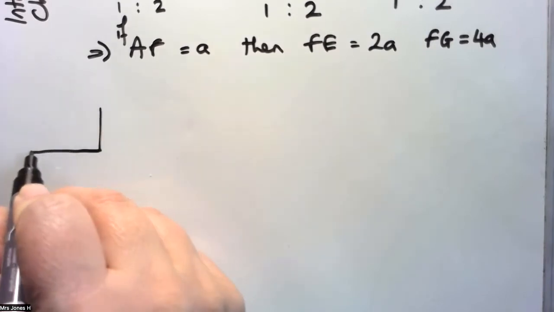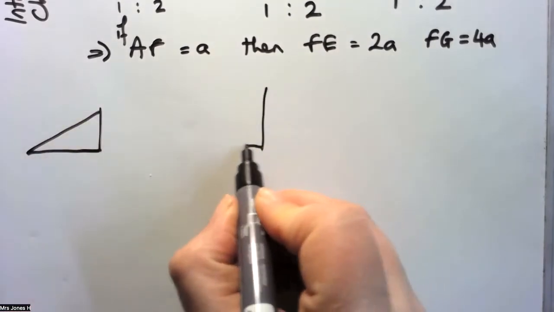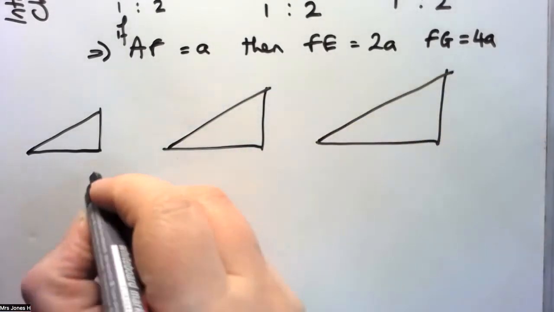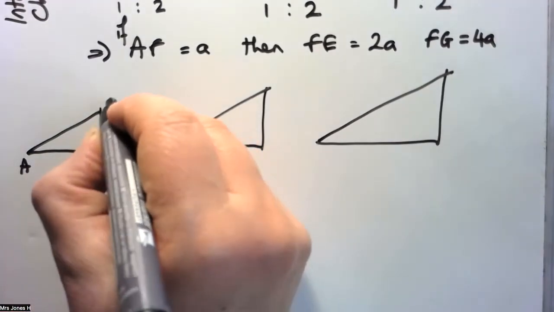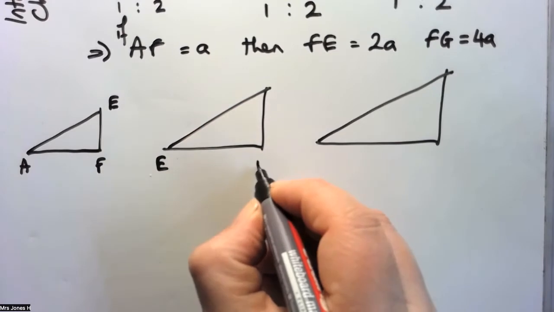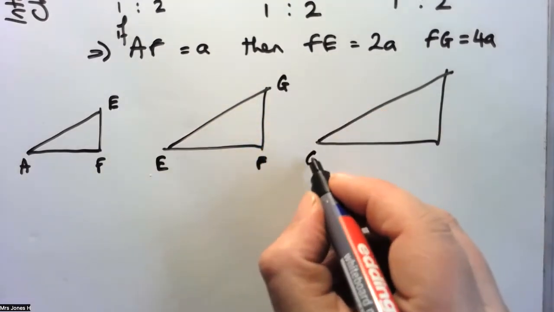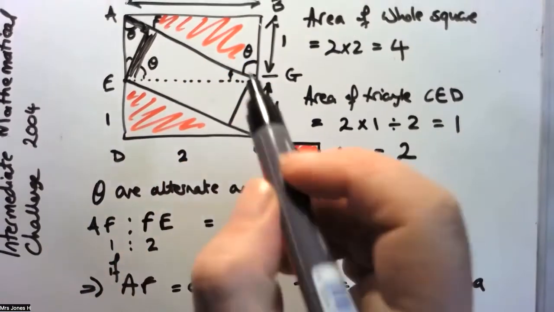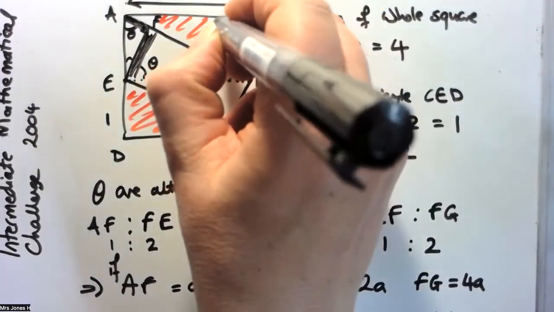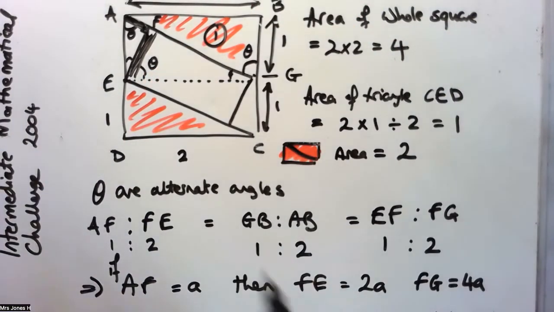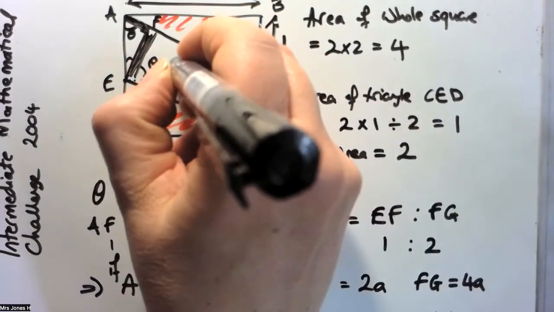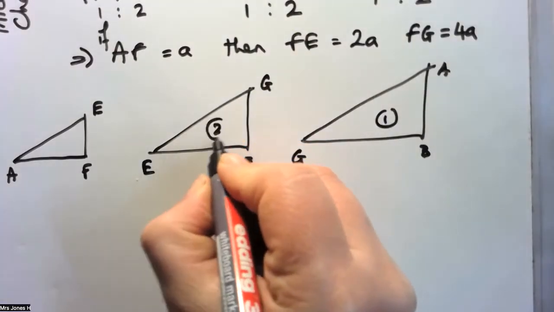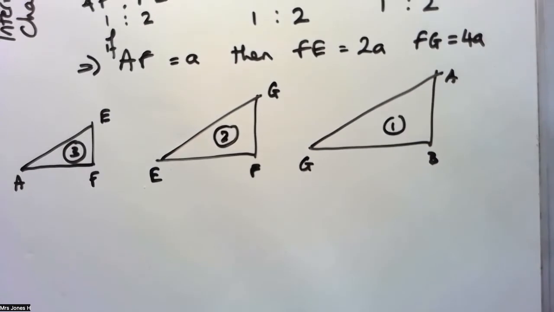Then if we're looking at those three triangles, now, obviously what I've done is I turned these round. So we're looking at this big triangle here is the 1, the middle triangle here is 2, and the small triangle 3. So this is the big triangle, this is the medium triangle, and this is the small triangle.